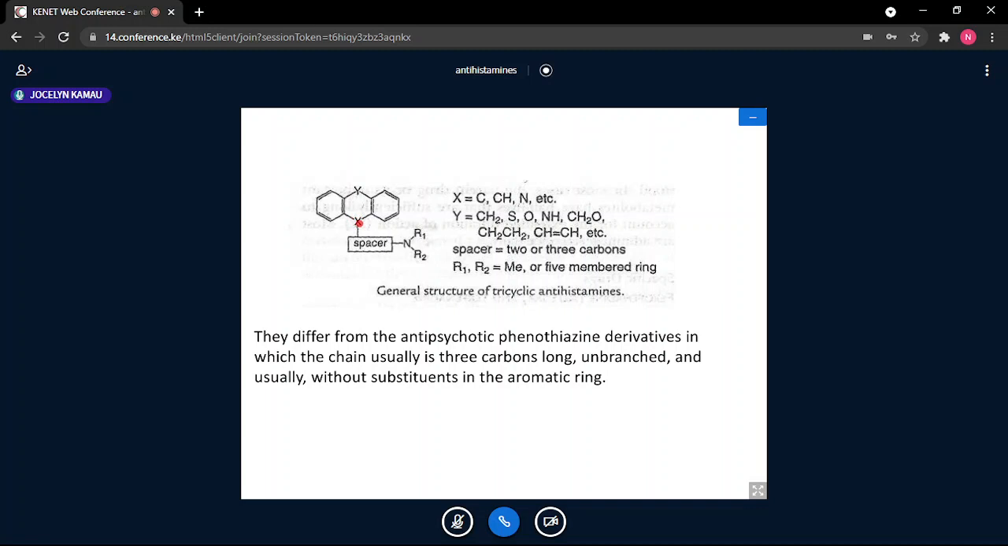Carbon, it can only be a C, we have a double bond here, or it can be a CH, or it can be a nitrogen. So X can be a carbon, a C, a CH, or a nitrogen. And we'll have enough examples of that.